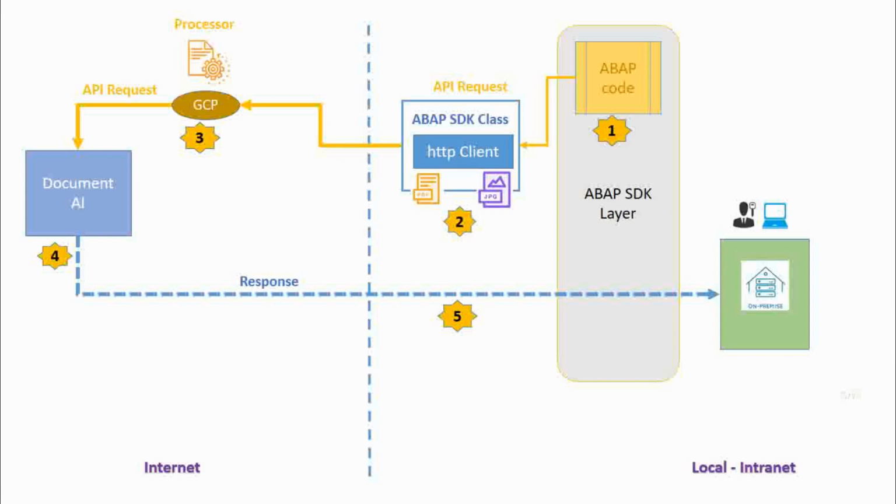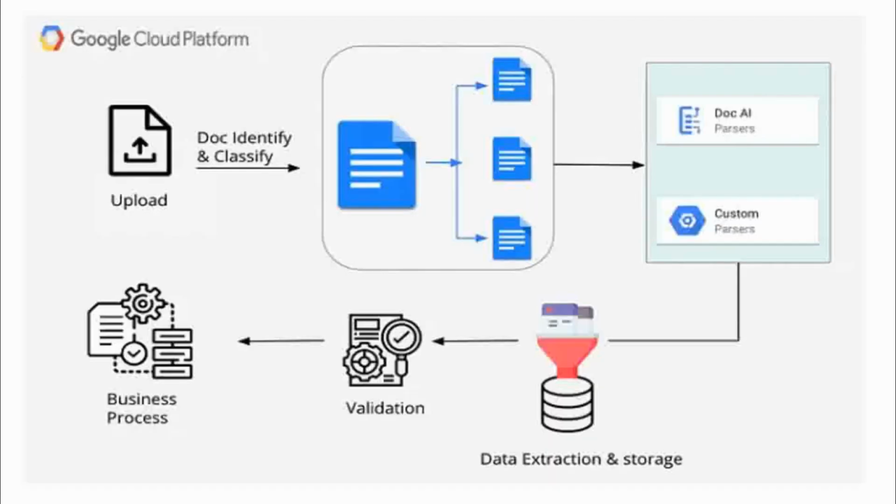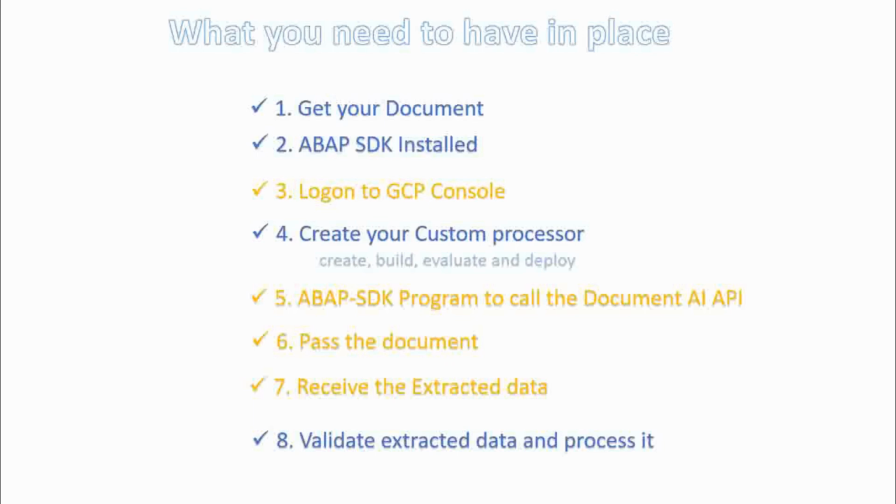We shall see it now one by one. First we will log on to the GCP console. I will create the processor and explain how to create a processor. Then finally the ABAP SDK portion.